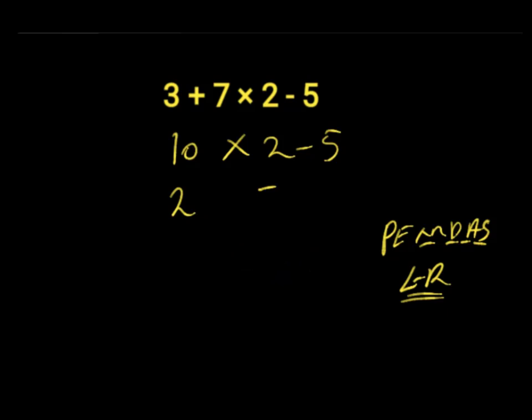First of all, we are going to work with our multiplication because it comes first before addition and subtraction. In our multiplication, we have 7 times 2. 7 times 2 will give us 14. Then we have 3 plus 14 minus 5.